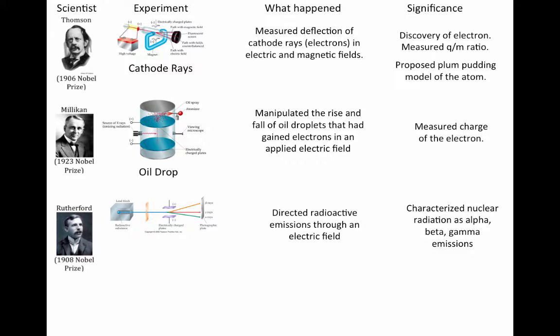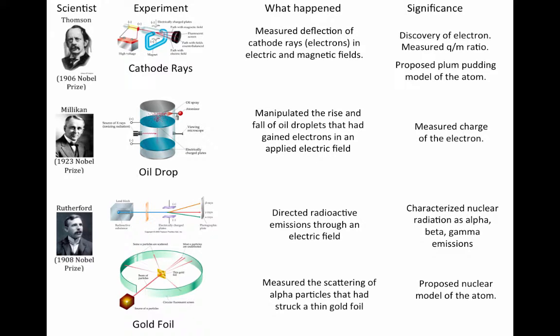With Rutherford, we have two experiments that we want to be familiar with. The first is when he directed radioactive emissions through an electric field and deflected them. This led to the characterization of the nuclear radiation as alpha, beta, and gamma emissions. Rutherford's second experiment is his gold foil experiment, in which he measured the scattering of alpha particles that had struck a thin gold foil, and it led to his proposed nuclear model of the atom.